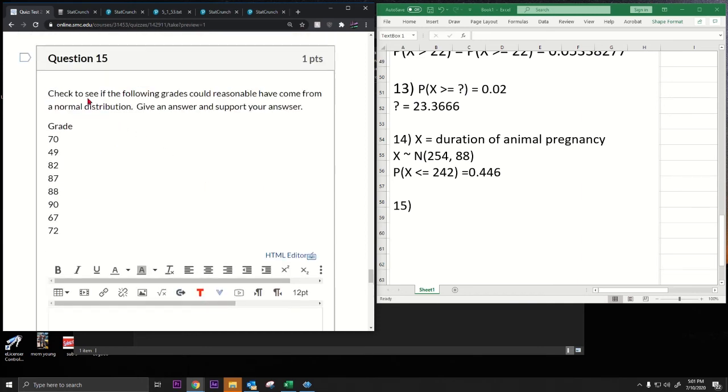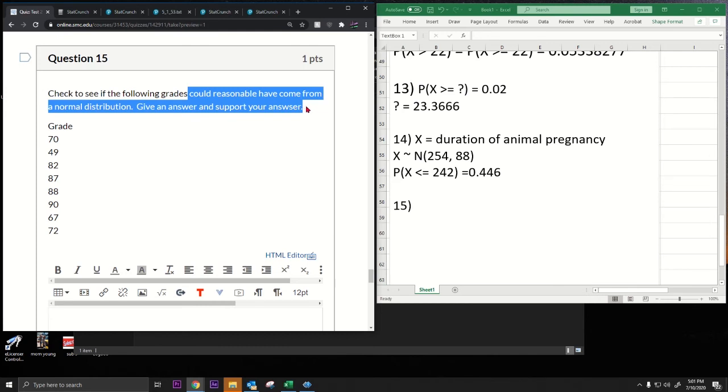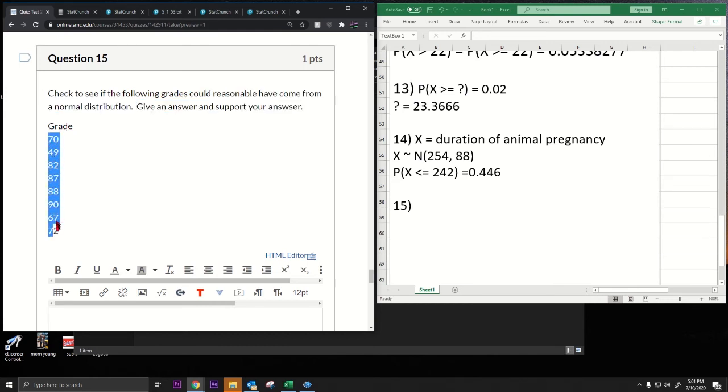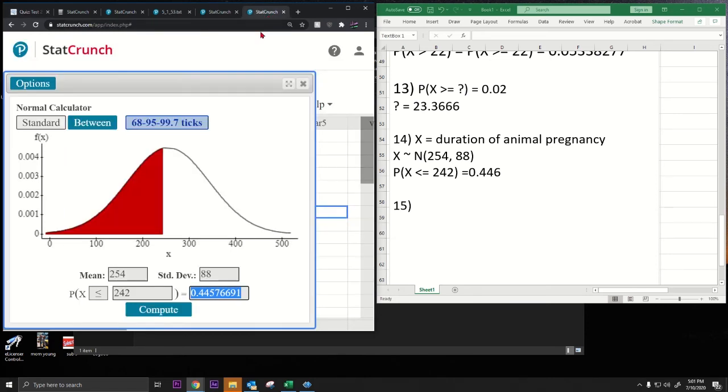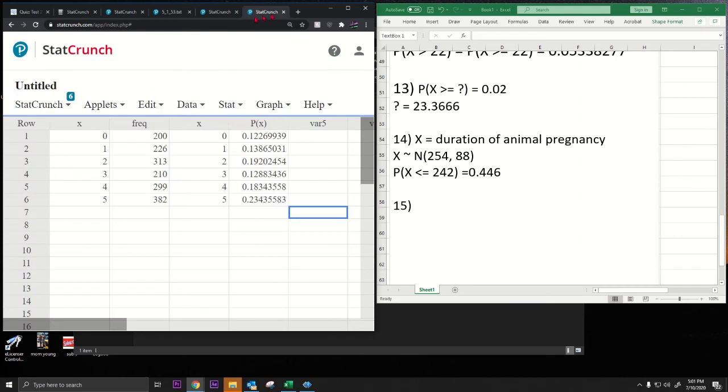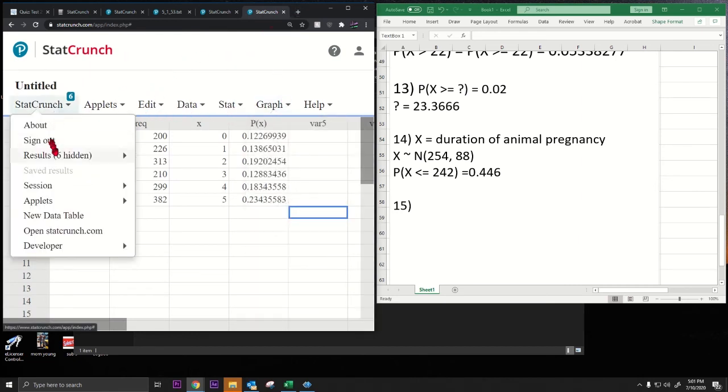15. Check to see if the following grades could reasonably have come from a normal distribution. Give an answer to support your answer. Cool. So we're going to grab this data and assess the normality with the QQ plot. How do you open up a new data set? Is that possible? Session?